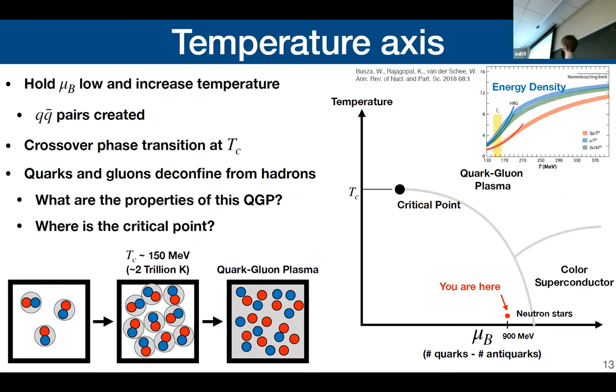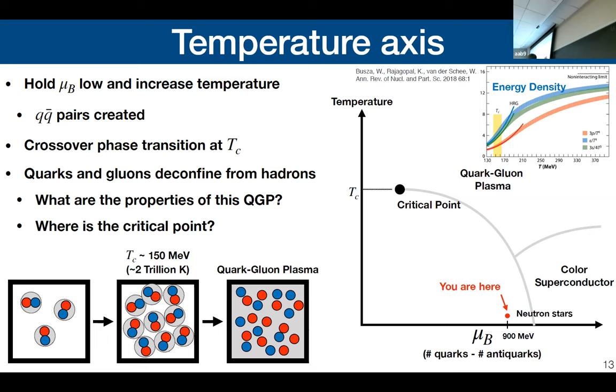Now let me move on to the temperature axis. So let's go up the y-axis. We keep mu b low, and we increase the temperature. As I increase the temperature and I want to hold mu b low, which means I need to add quarks and anti-quarks in equal amounts. So what happens is that QQ bar pairs are created out of the vacuum, basically to make more mesons.